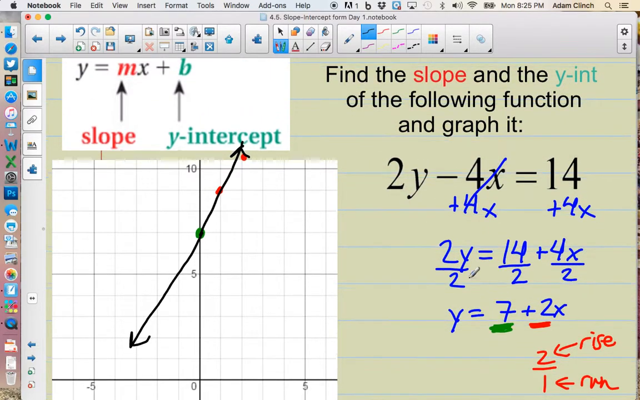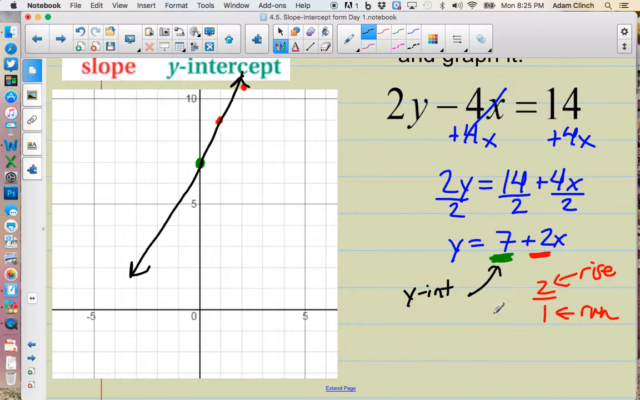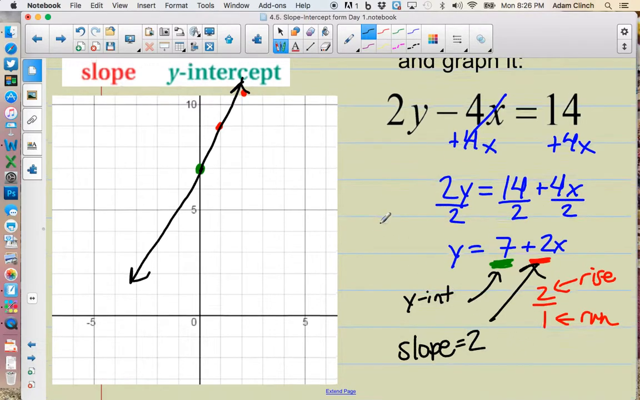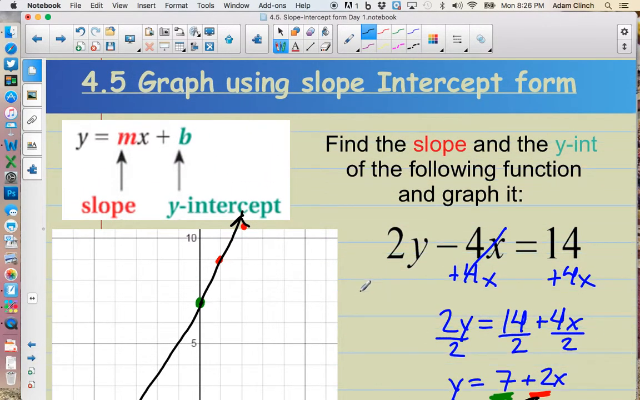So I found the y-intercept. Y-intercept right there is 7, and my slope is 2. So slope is equal to 2 in this case. I have the y-intercept and the slope. I can easily graph it. My first step is put down the y-intercept and then use the slope to say how my line is changing.